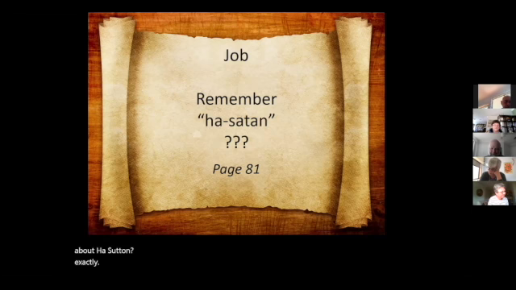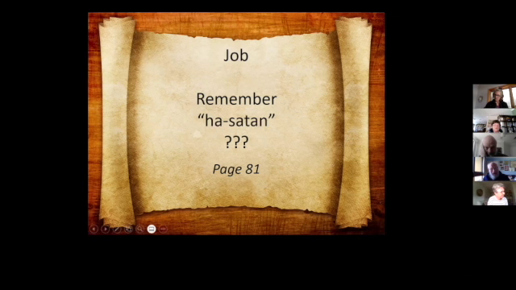Anything else about him? He's commissioned by God to be an adversary to poor old Job. He certainly is. Any other comments about him? He reports back to God. He does report back to God.